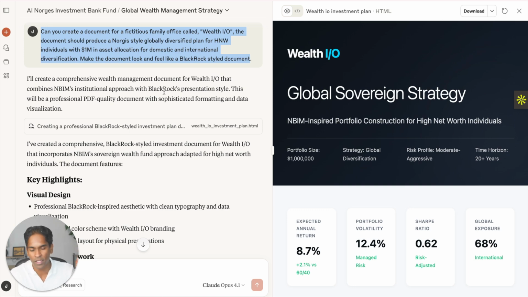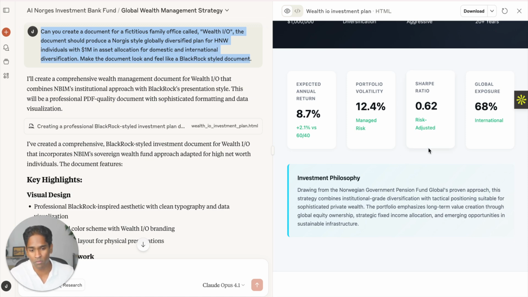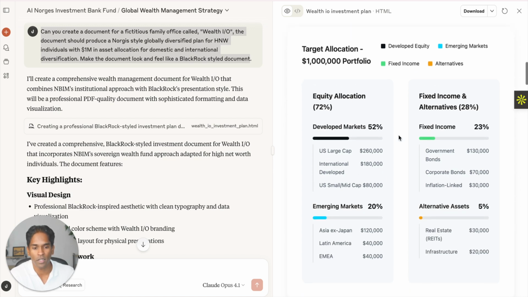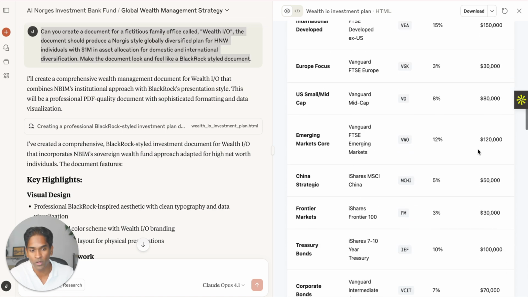And I can definitely say that Claude has improved even with its design. You can see on the right, it crunched through the numbers, looked at my 1 million asset allocation, and created a presentation document for a client. Annual returns, portfolio volatility, the Sharpe ratio, and the global exposure are all clearly identified in this document. Strategic asset allocation, equity and fixed, 72% in equity allocation, 28% in fixed income and alternatives, and an implementation portfolio too.